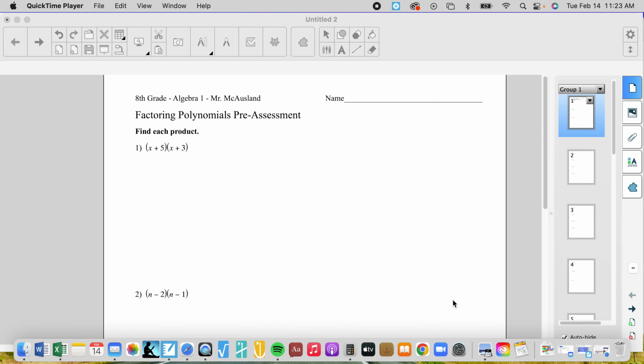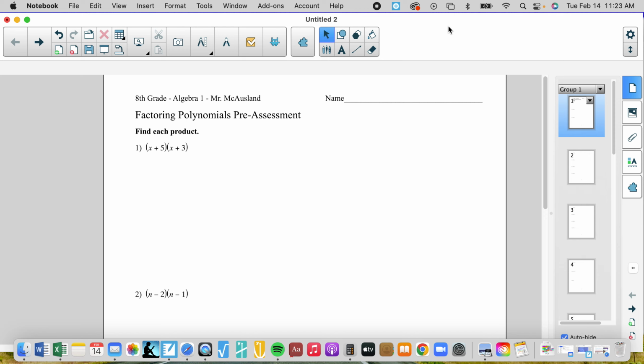Detailed answer key for factoring polynomials. As we know, in each of these sections we start off by doing the multiplication and producing the polynomials. So let's look and see if we see patterns that we can recognize that can help us.